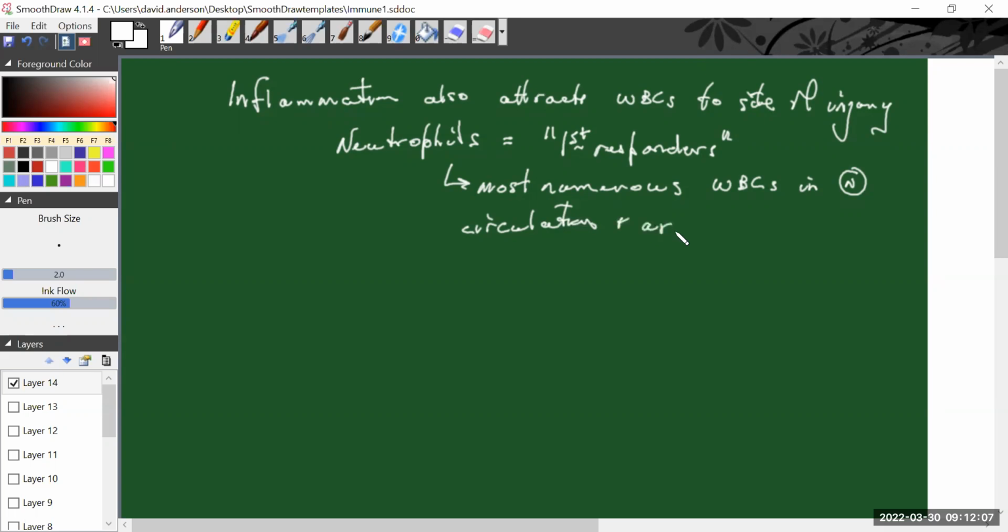and they arrive in numbers to the injury site first. Mostly because they're already there, they're in the circulation. And when we vasodilate at the site of the injury, we're going to draw more flow to that site of injury.